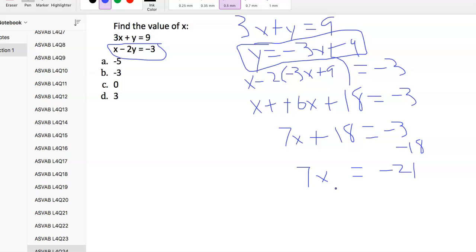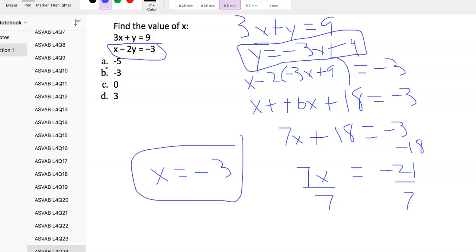Okay, divide each side by 7. And go over here because I'm running out of room. -21 divided by 7 is -3. There's your answer. Okay, and then you can go back and plug it in and make sure that it works if you want to. So again, those are tricky.